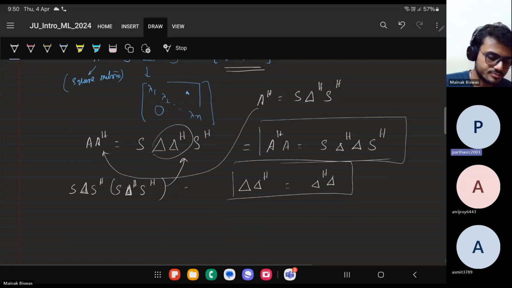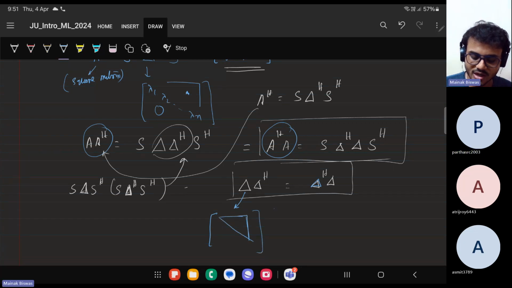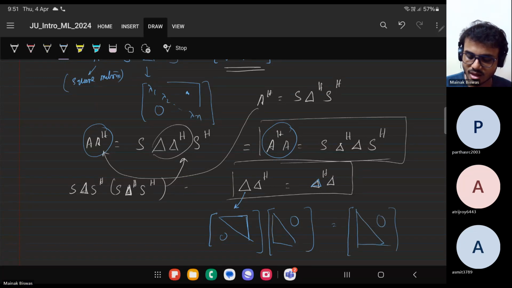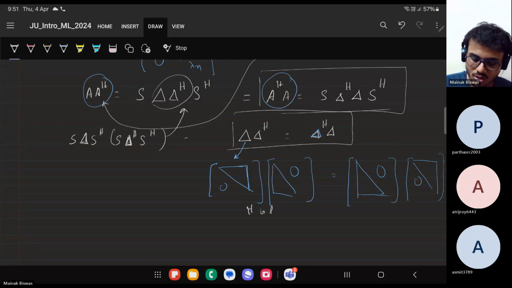Does sigma also have to be normal? This is only true for triangular matrices. What is this? This is an upper triangular matrix, right? This is a lower triangular matrix. On the right hand side, it's a lower triangular matrix and this is an upper triangular matrix. This only is true if and only if sigma or delta is diagonal.